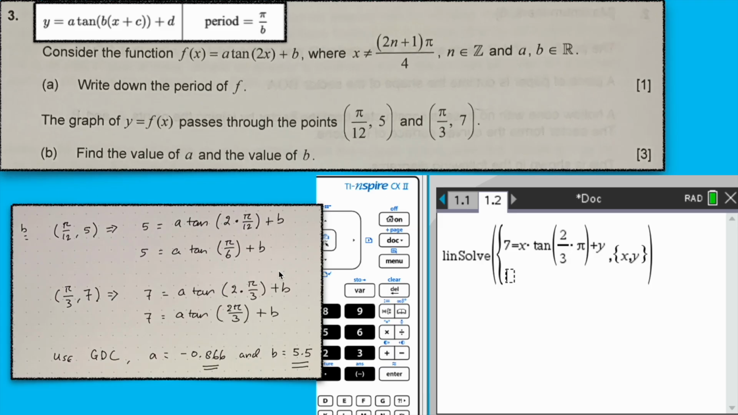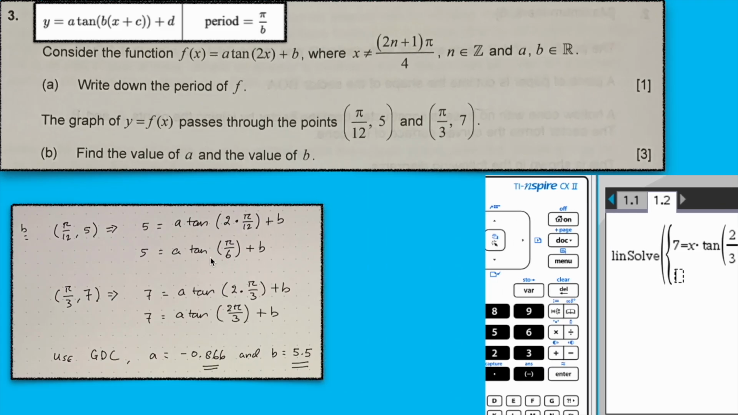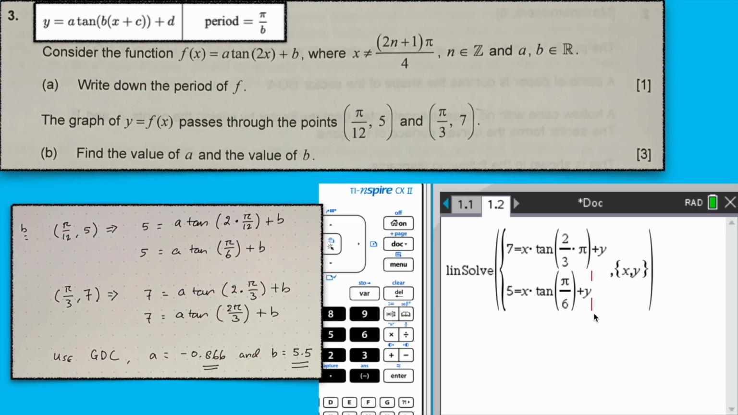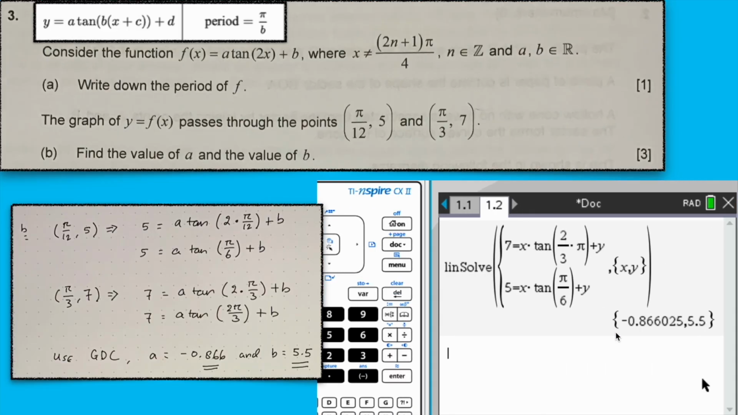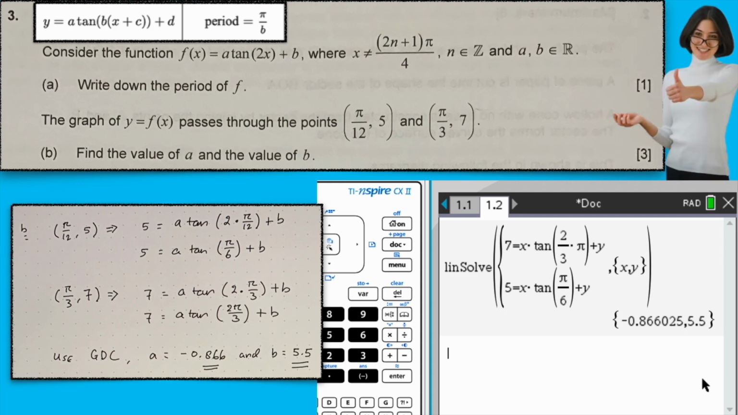And then you do the same thing to the other equation, like so. And then you are to solve for x, y, or in our case, a, b. And then you press enter to generate the answer. So this x is equal to a in our question, and that y is equal to b. So a is equal to negative 0.866 and b is equal to 5.5.